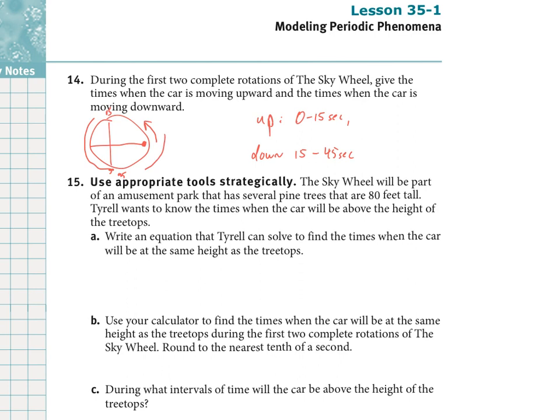And then I'm going to have another 30 seconds of moving upwards. And I'm only going through two rotations. So this is the first and into the second. So now I'm moving upwards from 45 to 75 seconds when I get back up here. And you can look back at the tables for these values too. And then another 30 seconds coming down.